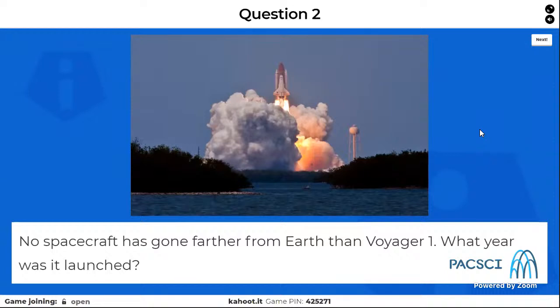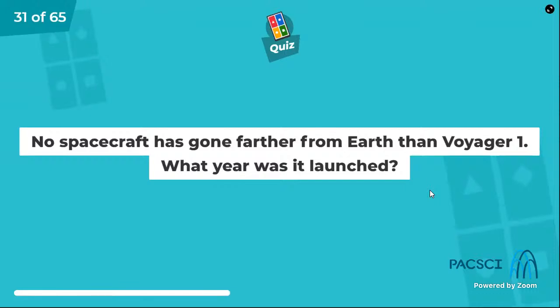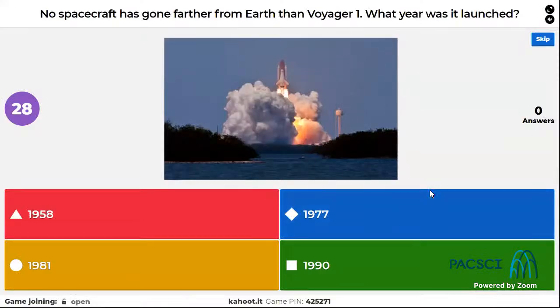No spacecraft has gone farther from the Earth than Voyager 1. What year was it launched?